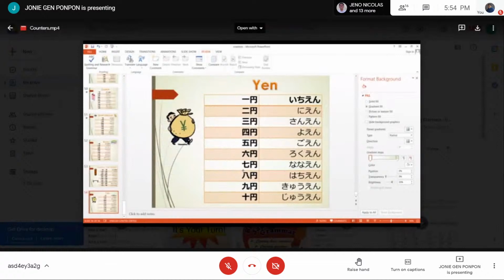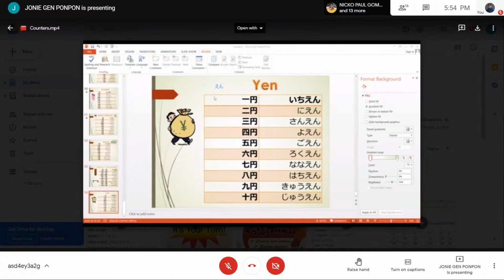So for yen, what do you call this? The suffix for yen is not any currency but en only. Kasi pag pupunta na kayo, if you will go to Japan, the currency there is en. That's why en lang ang ating usapan. So that's the suffix for yen, the en.